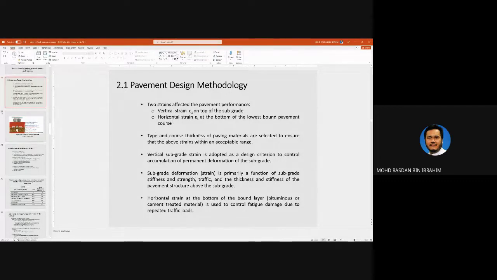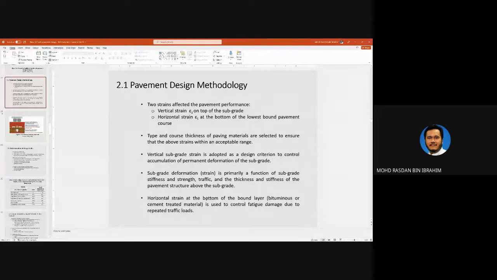Type and course thickness of paving materials are selected to ensure that the above strains are within the range, and vertical subgrade strain is adopted as a design criterion to control accumulation of permanent deformation of the subgrade. The subgrade deformation is a primary function, so this is our main interest. As I say, the most important part is the subgrade quality. If the deformation of the subgrade is very low, then the possibility of the layers on top of it to suffer is much less.